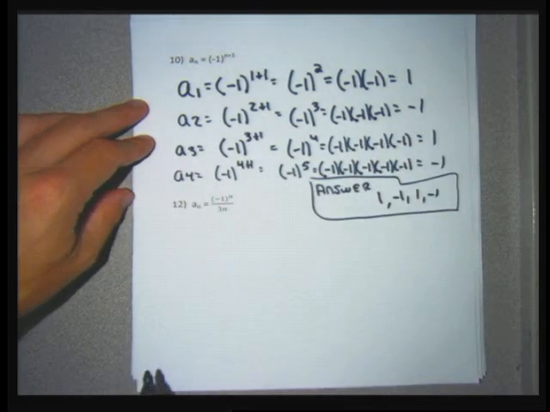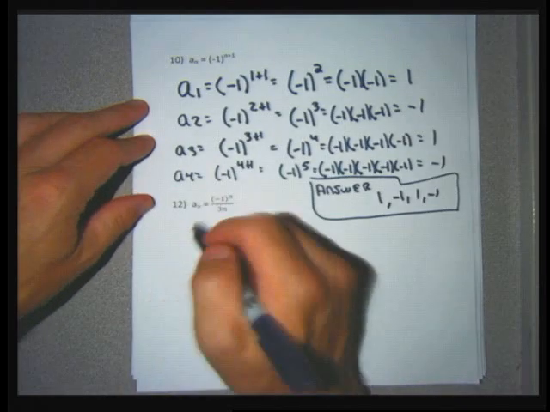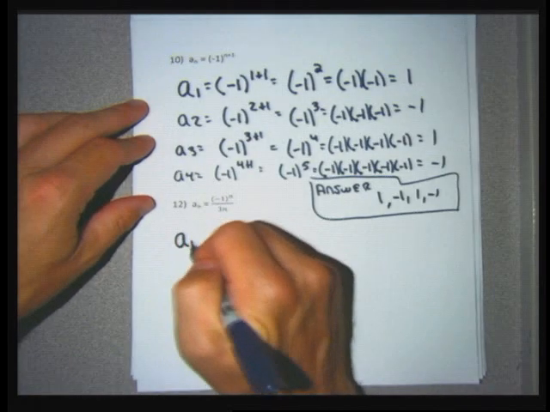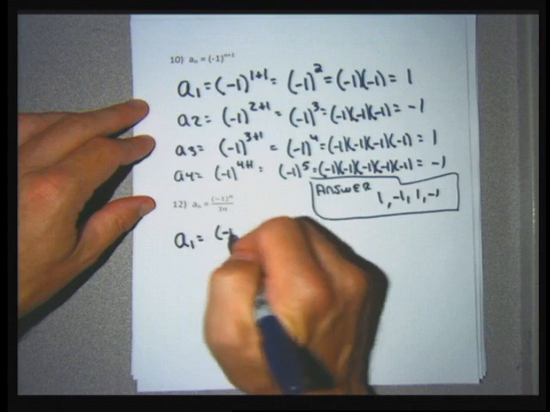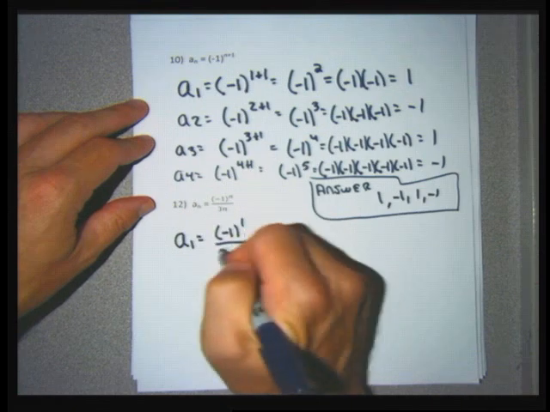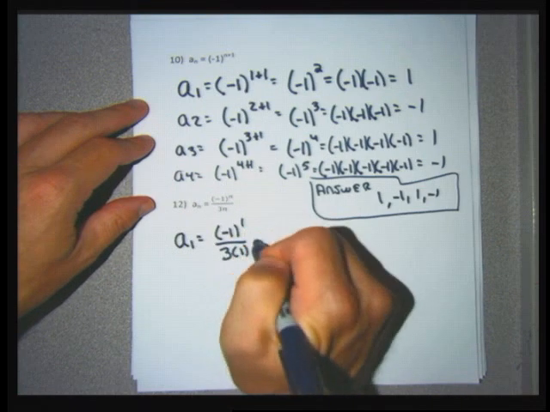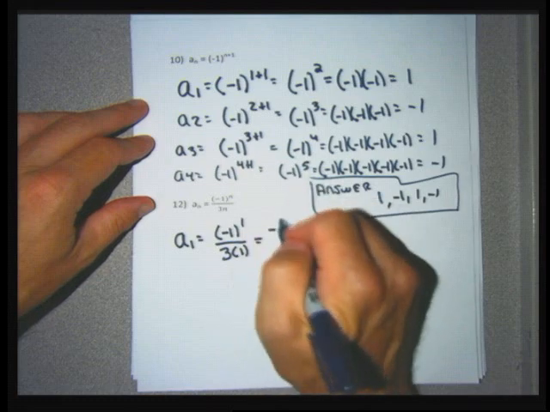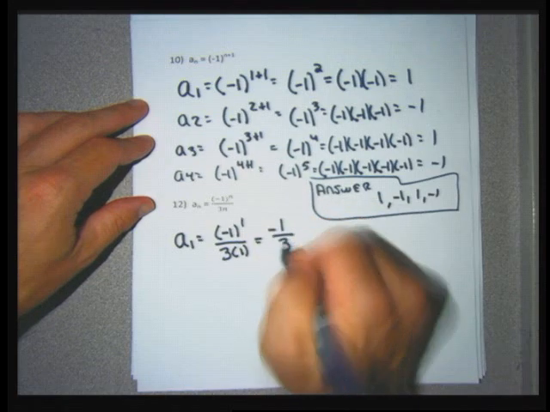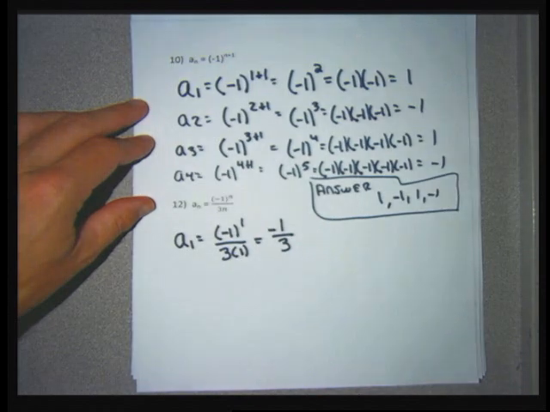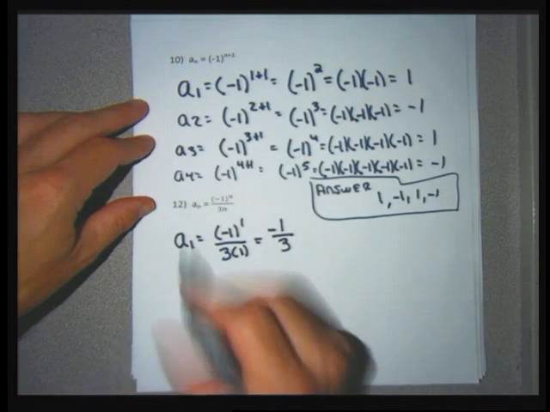And then the last one that asks me just to find the first 4 terms, number 12, a sub 1 is going to be -1 to the 1st power over 3 times 1. In the numerator, anything to the 1st power is itself. In the denominator, 3 times 1 is 3. So the first term is -1/3.